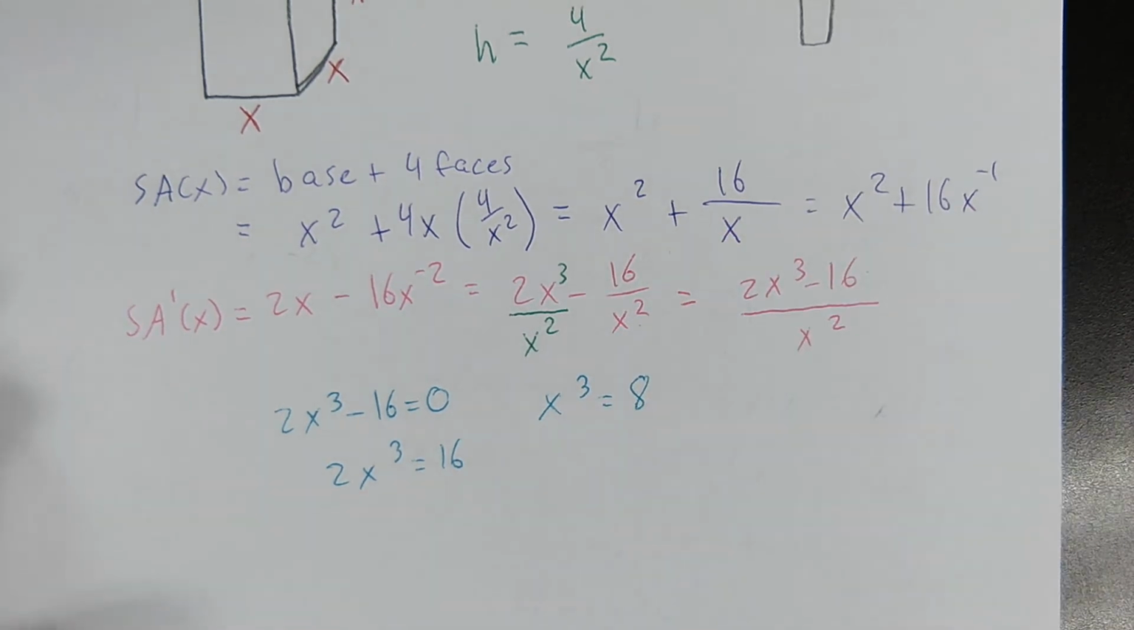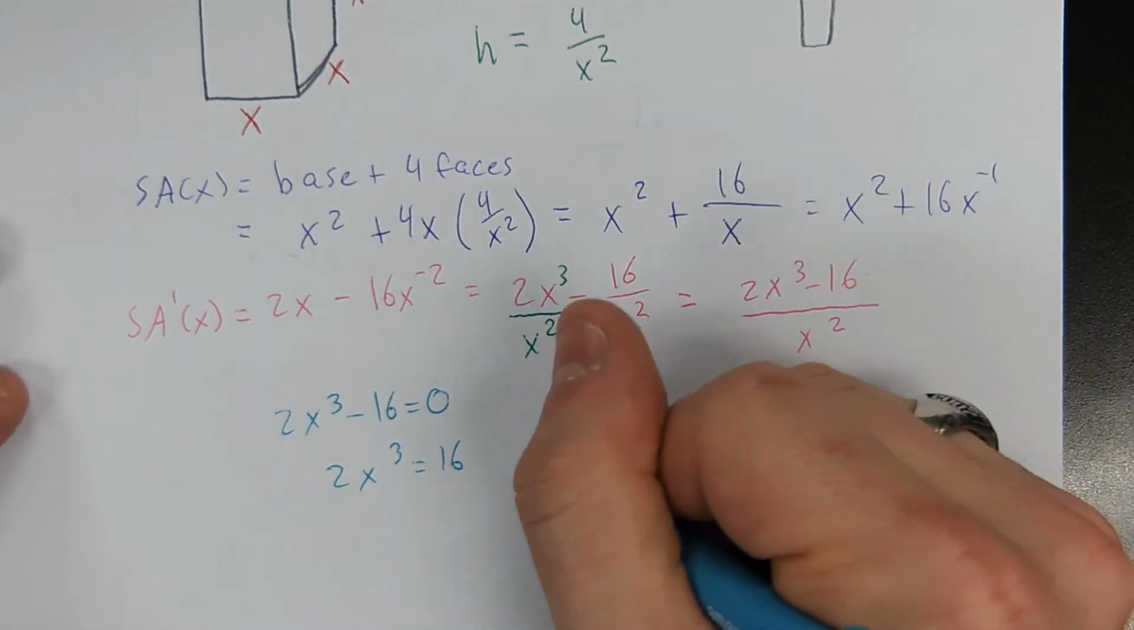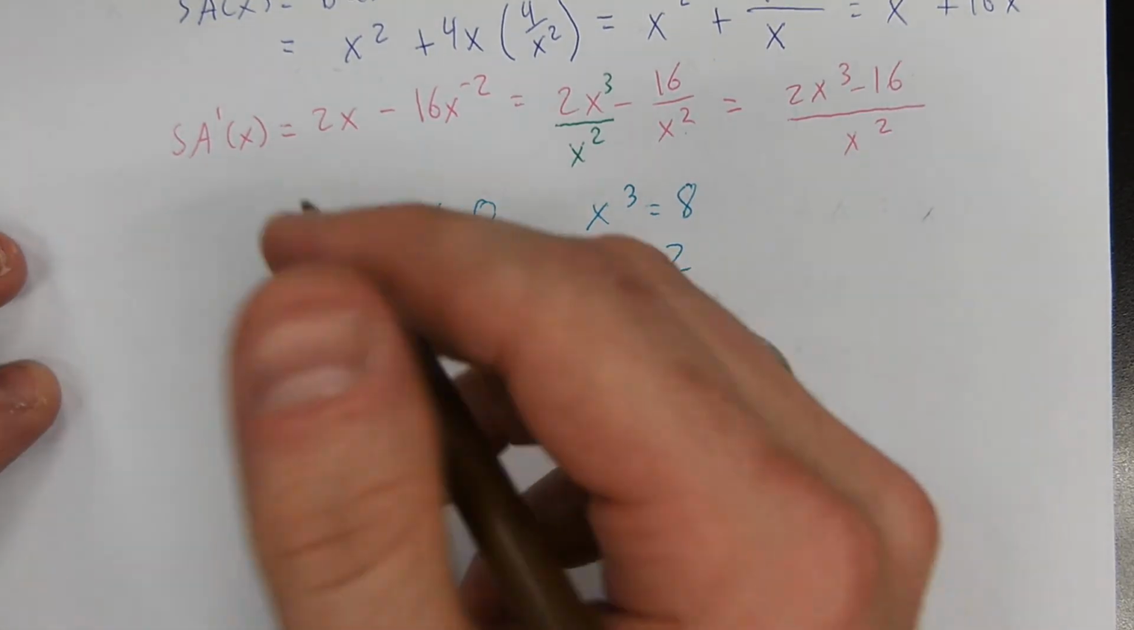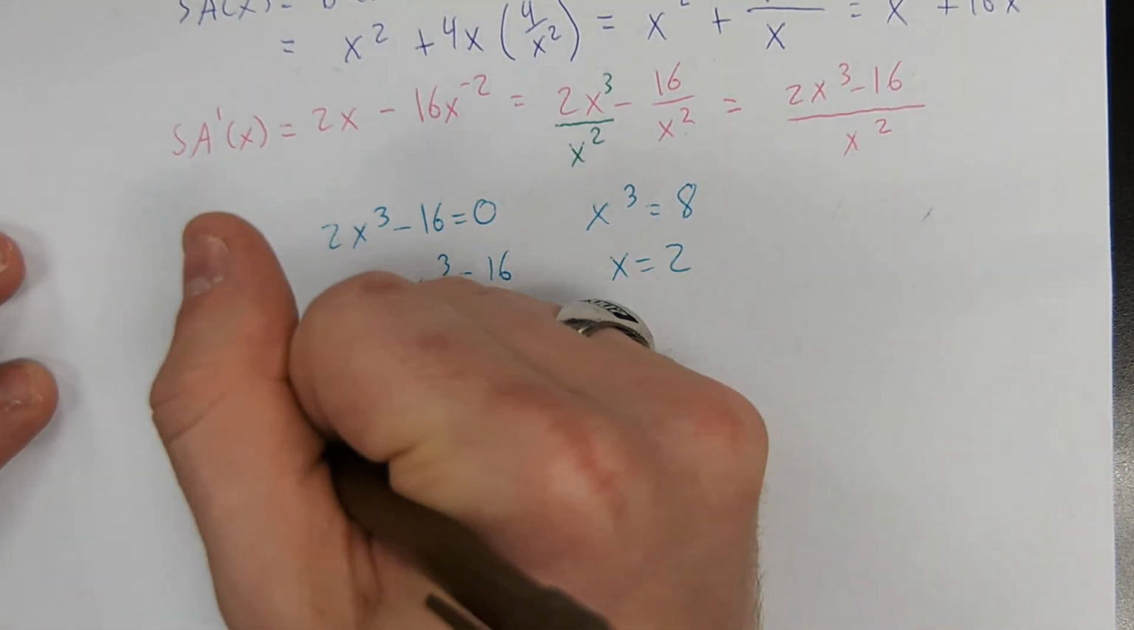And then cube root both sides. So yeah, x is definitely 2. Time for our sign diagram. That is a single critical value on it. That had better be a minimum.